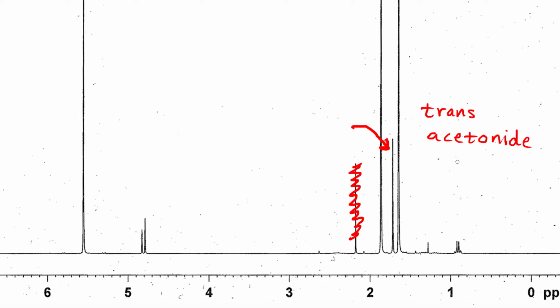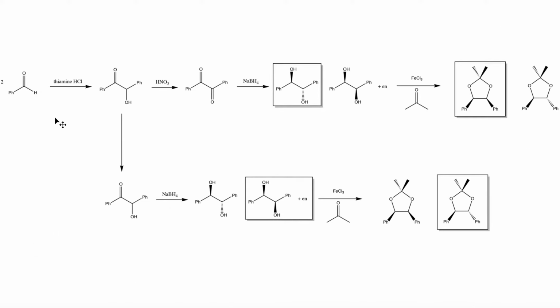Now, you might be wondering, how can the trans acetonide appear as an impurity in our proton NMR spectrum? After all, when we perform the reduction of benzil with sodium borohydride, that should only produce the meso stereoisomer. So this means that somewhere along our reaction, there was a potential for the trans acetonide to have formed. Let's try analyzing the reaction scheme once more to see if we can pinpoint where exactly the formation of the trans acetonide could have occurred.